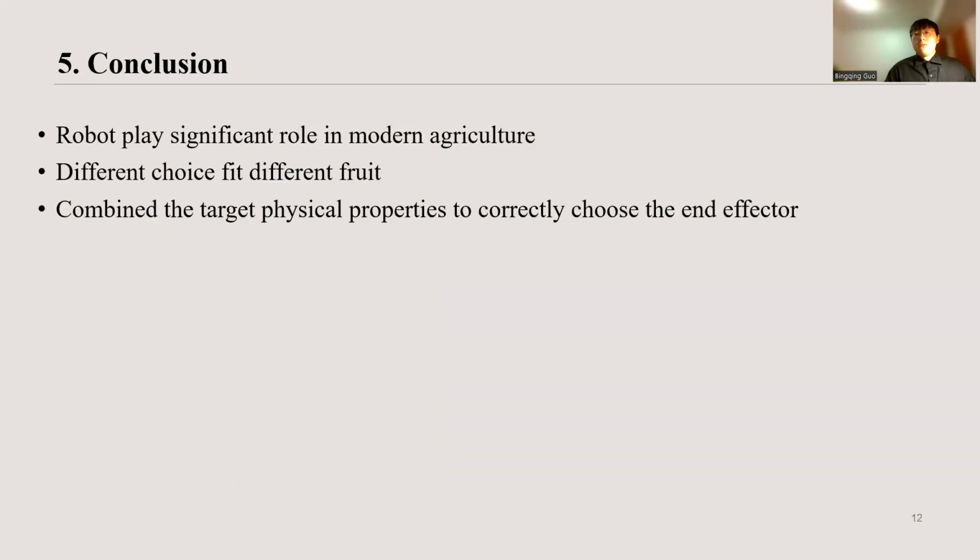In general, robots are very important nowadays to increase the crop efficiency and production. Different methods will have different advantages, and therefore, by combining with the physical properties of the target fruit, we can design the most proper and effective one.